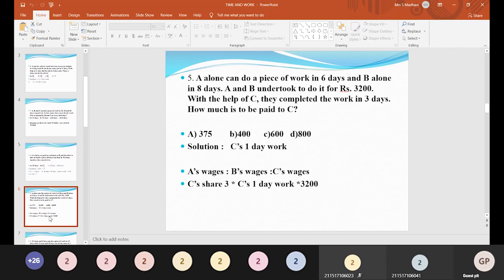Now C's share for 3 days. To find C's share for 3 days, 3 into C's 1 day's work, 1 by 24, into 3,200. We get the answer is 400. So C's share is 400. Option B is the right answer.